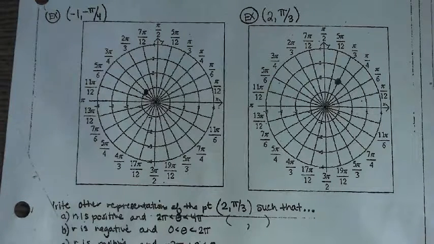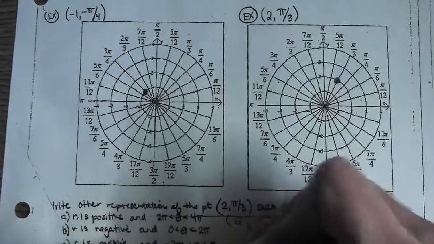I see 3 of you. Josh, Liam, and Steven. Anybody else coming out of the woodwork? A way to represent that exact same point, still with a positive R, but with a theta between 2 pi and 4 pi. Liam, what do you think?